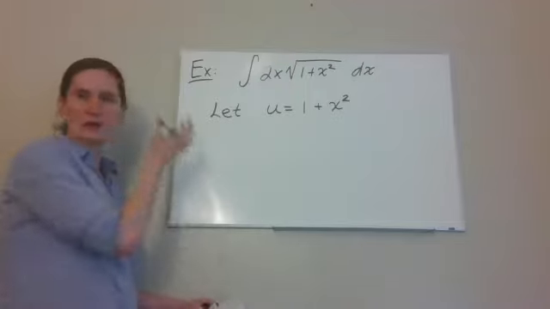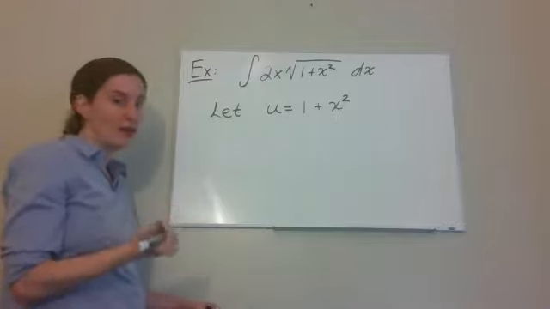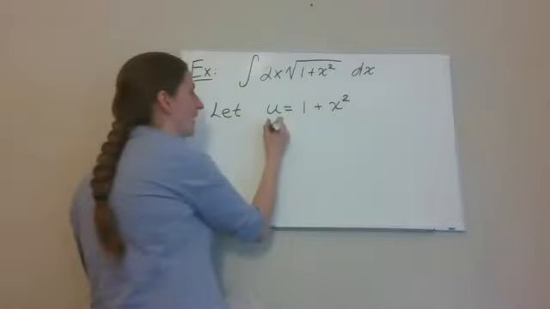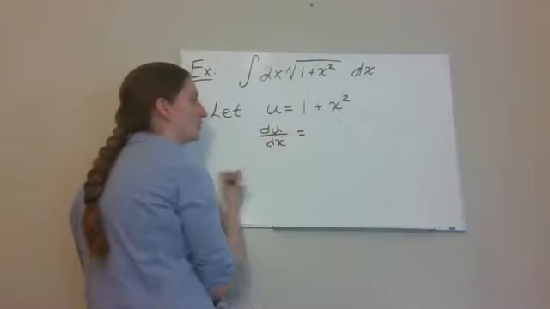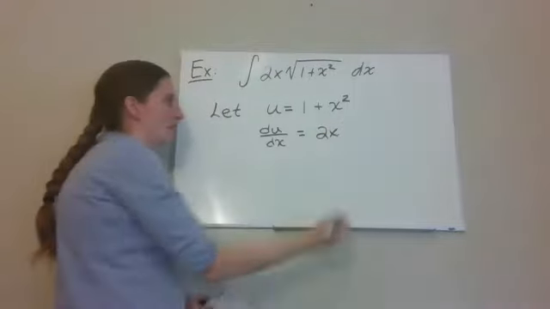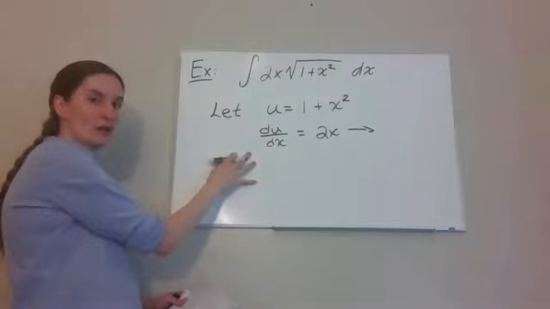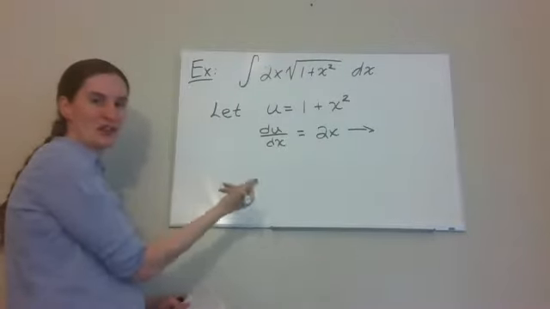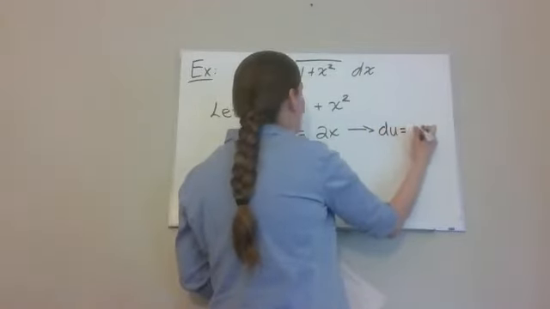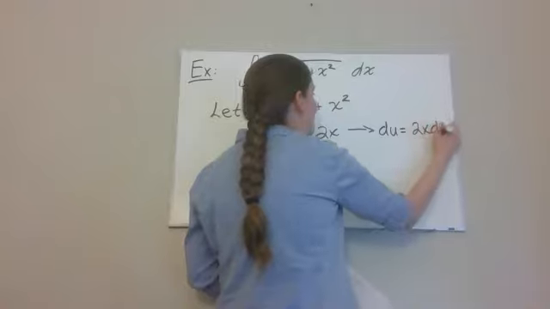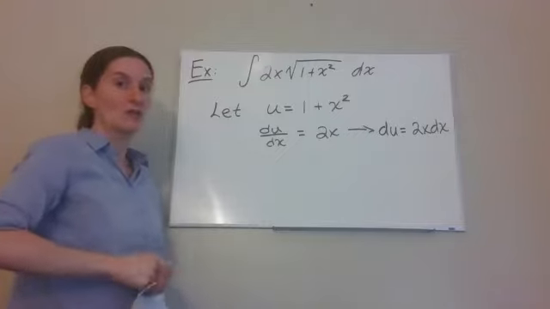Now remember, in my whole description of substitution, we had to have u as a differentiable function. So let's go ahead and find the derivative of this guy. du dx is equal to 2x. And now notice, if I treat this symbol for the derivative of u with respect to x as a ratio of differentials, I can write that du is equal to 2x dx.